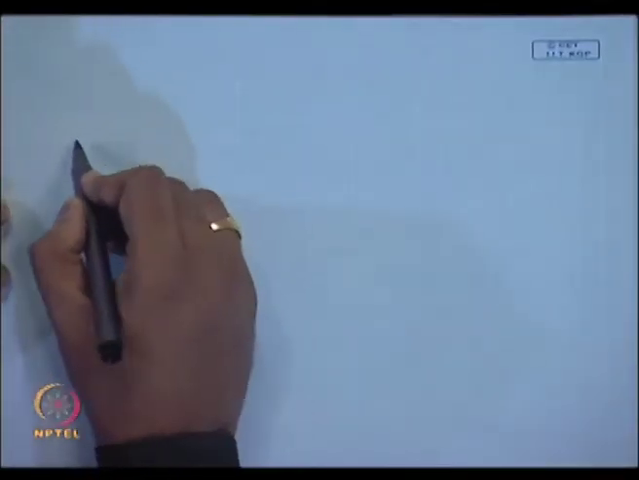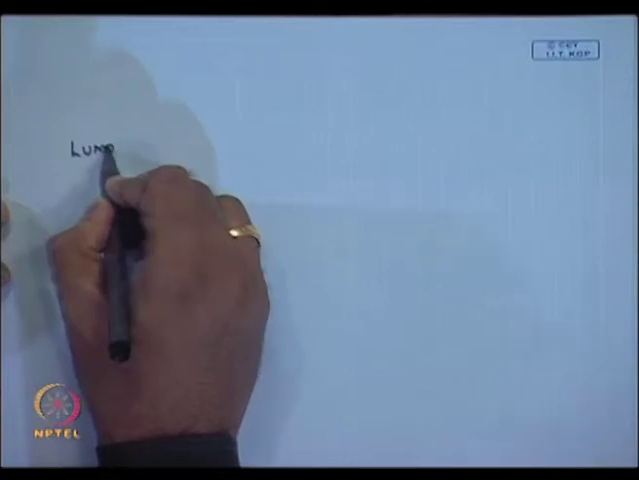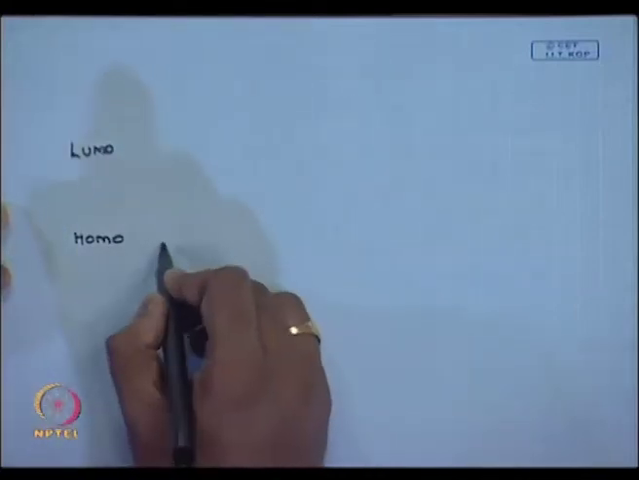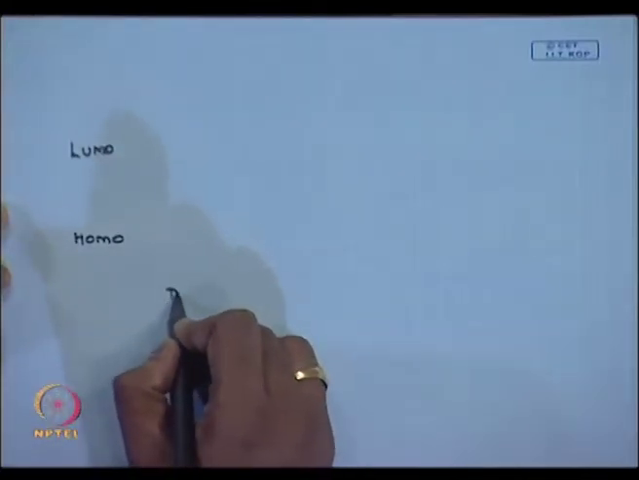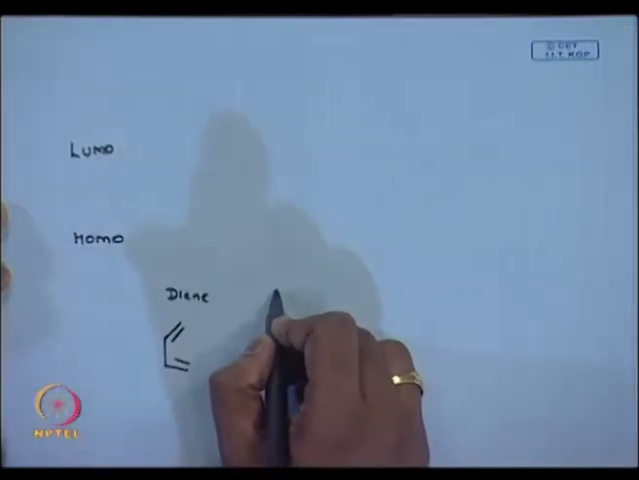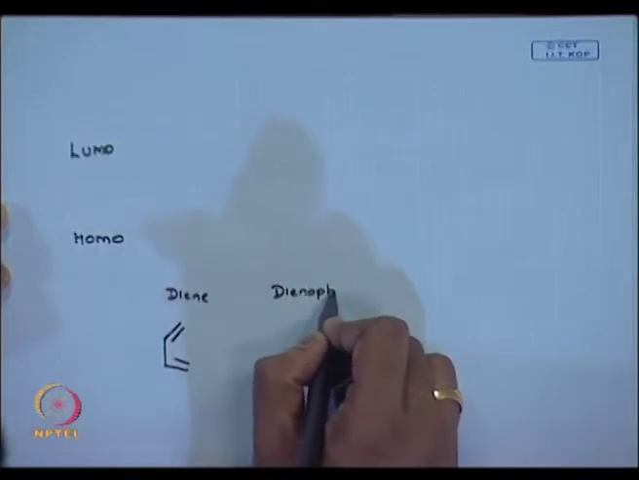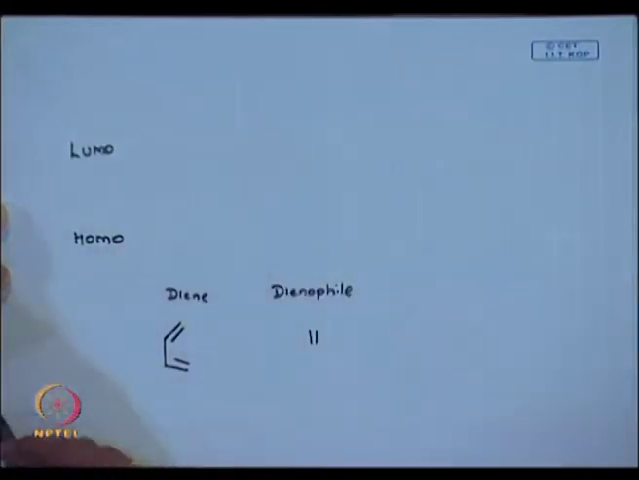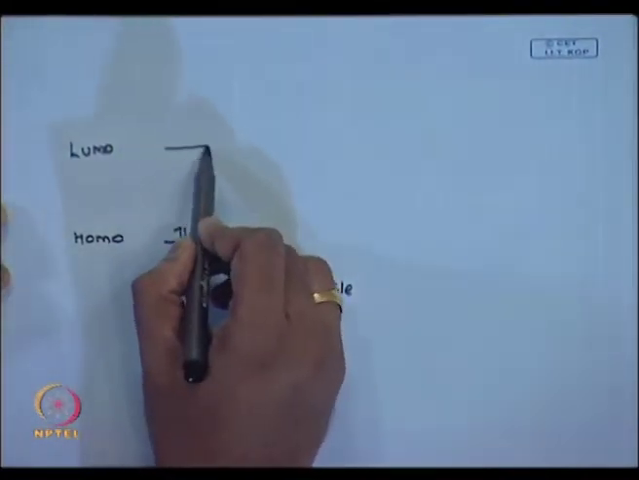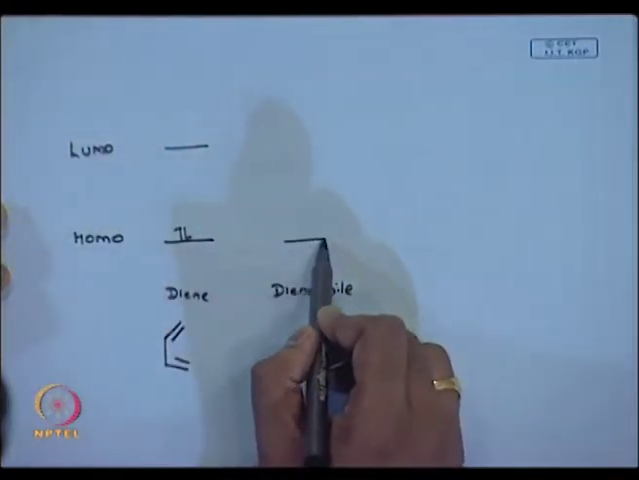Okay. Why should it happen basically, or how to understand it? Basically, you can get into your LUMO and HOMO again. I will take the LUMO and HOMO, basically I will take my regular diene without any substituent, and a dienophile. So, this should be my HOMO and this should be my LUMO.